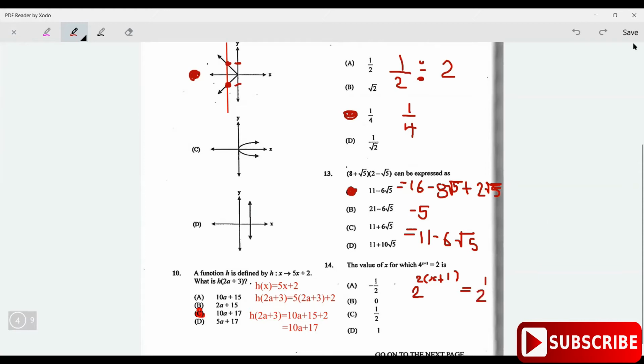So what we're getting right now is 2 times x plus 1 equal to 1. And so 2x plus 2 is equal to 1. So 2x is equal to 1 minus 2, which is negative 1, and so x is equal to negative 1/2. The value of x is negative 1/2, which is option A. Nice and easy, solved.